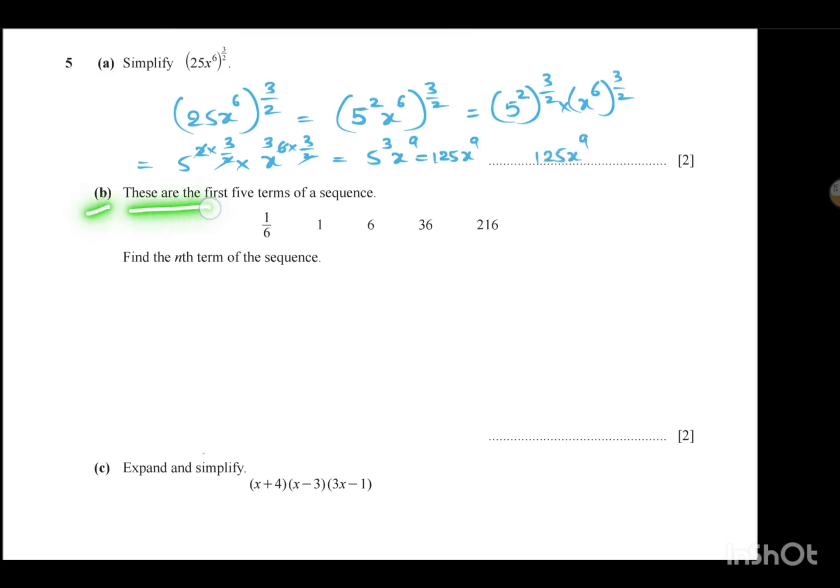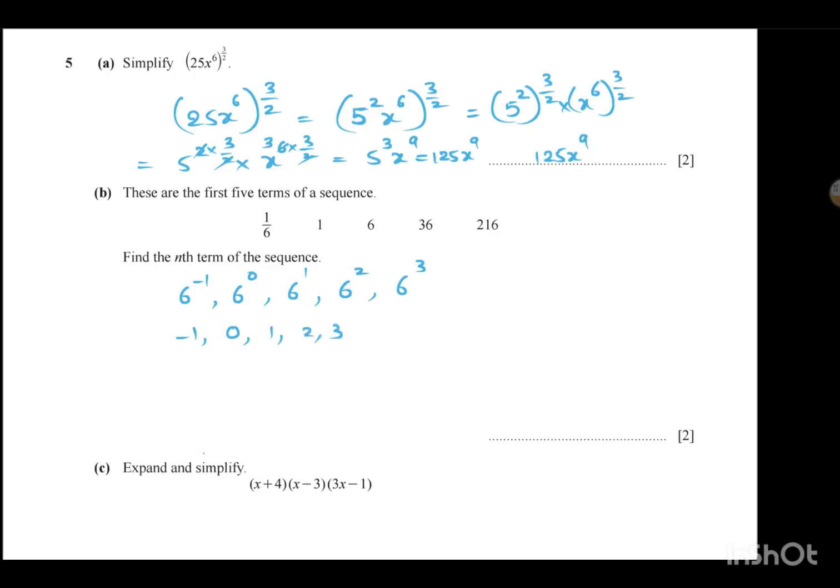Question B. These are the first 5 terms of a sequence: 1 by 6, 1, 6, 36, 216. Now if I write these terms as powers of 6, 6 raised to minus 1 is 1 by 6, 6 raised to 0 is 1, 6 raised to 1 is 6, 6 raised to 2 is 36, and 6 raised to 3 is 216. Now when you see, the bases are all 6, but the powers are in a series like minus 1, 0, 1, 2 and 3.